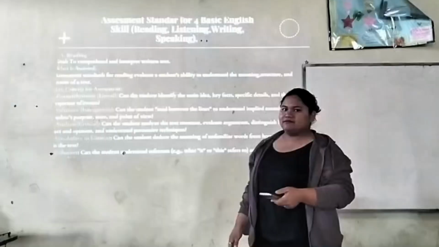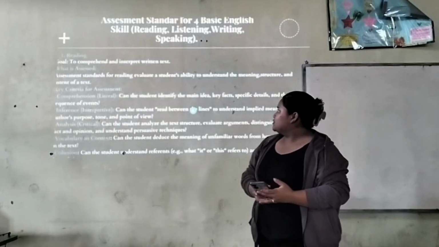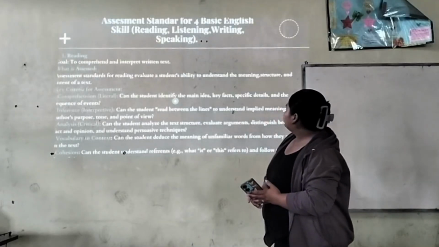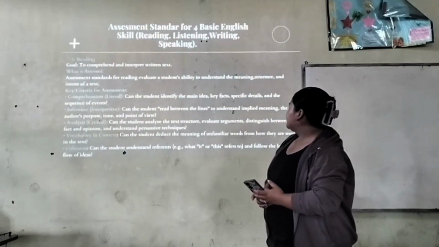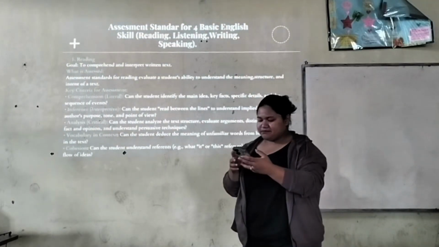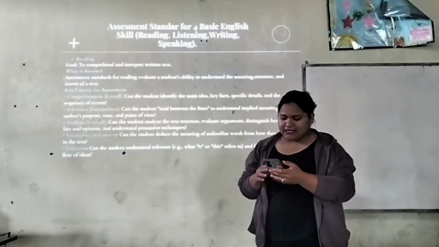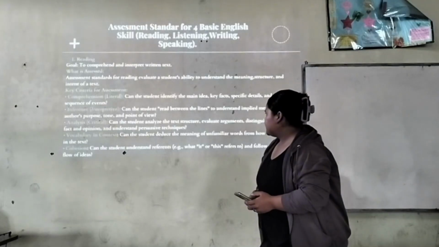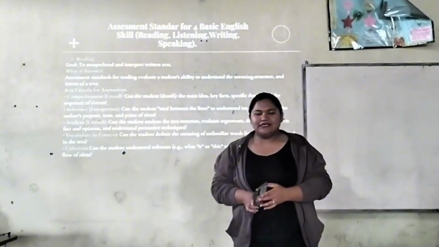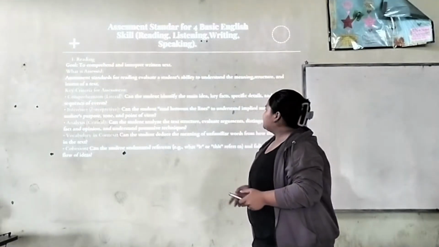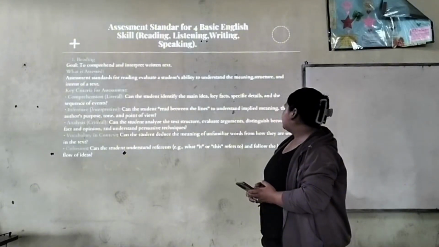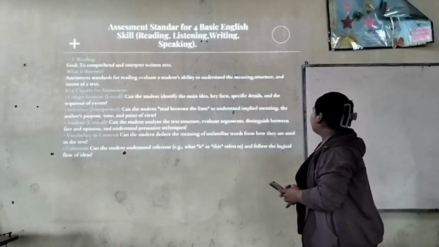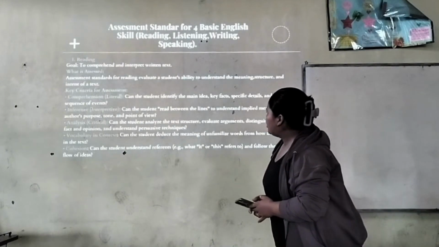Okay, kita masuk ke dalam assessment standard for basic English skills: reading, listening, writing, and speaking. The first is reading. The goal is to comprehend and interpret written text. What is assessed? Assessment standards for reading evaluate the student's ability to understand the meaning, structure, and intent of a text.